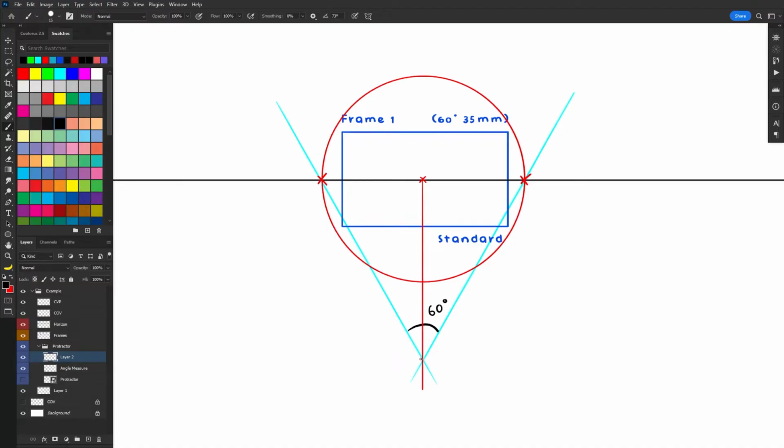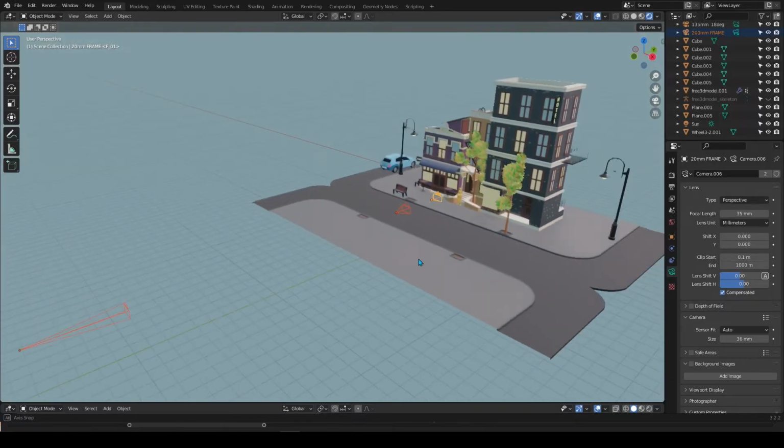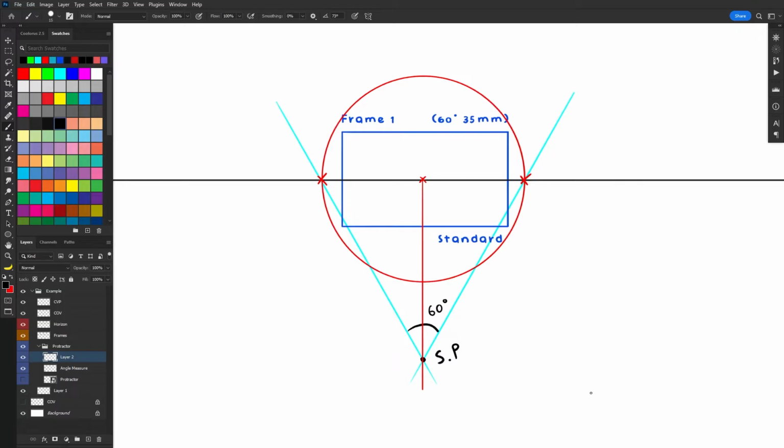So now we have this point here on our center vision point line, and this is called our station point. So think of this as where our camera is positioned in relation to our subject, kind of like this in Blender. So you can see how far away these cameras are from the subject. All of these steps so far are so that we can finally determine where we can place our vanishing points.